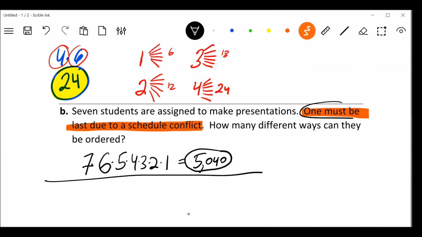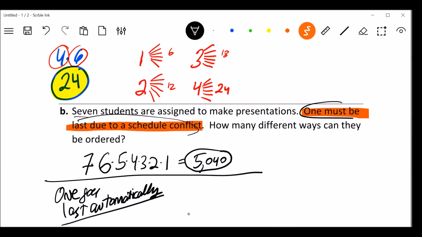But now let's add this in. 1 goes last automatically. So something sort of like the person has a special thing they have to do on one day and they can't be there, so they have to do it the next day, or as the last one on a different day. So they would go last automatically, which means of the 7 possibilities, that one's already done.